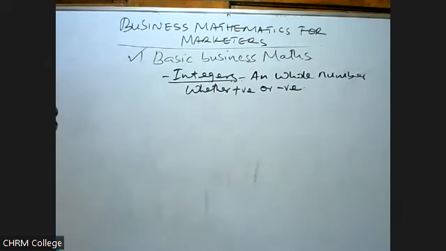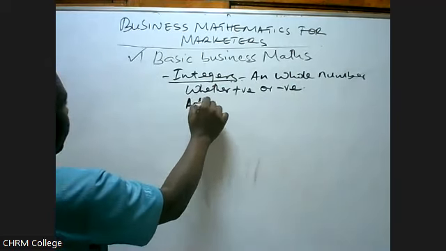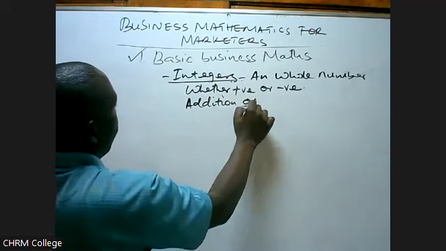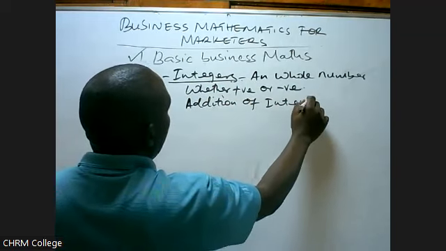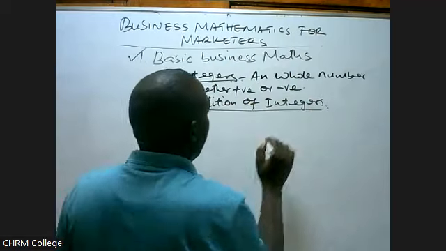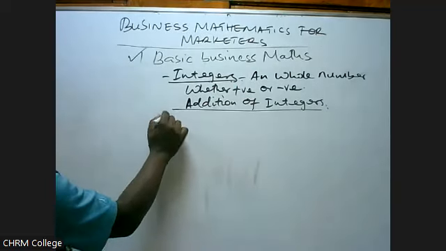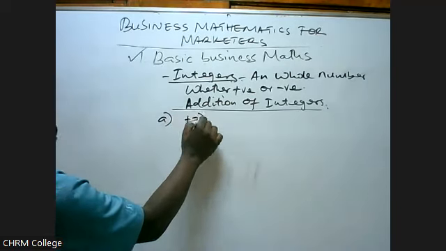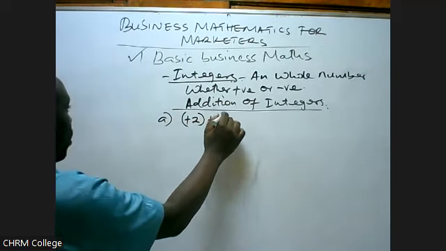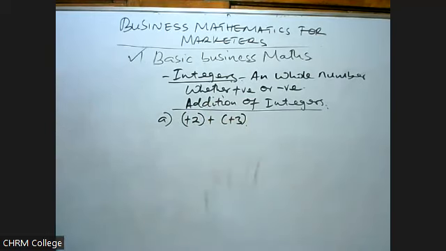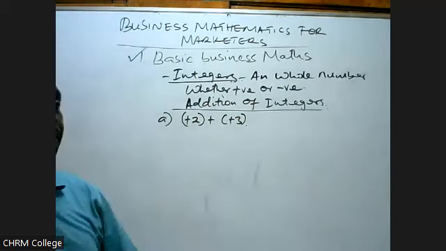So we are starting with the first operation, addition of integers. How do you add integers? There is question 1 there that is talking about addition of integers, and we are given examples. One of the examples, A, is positive 2 plus positive 3, and you are told to determine the solution for that.